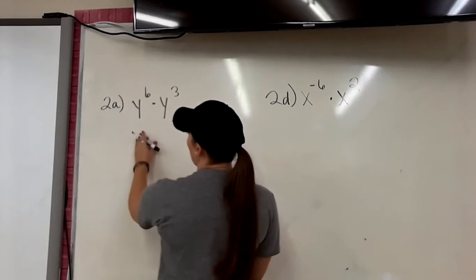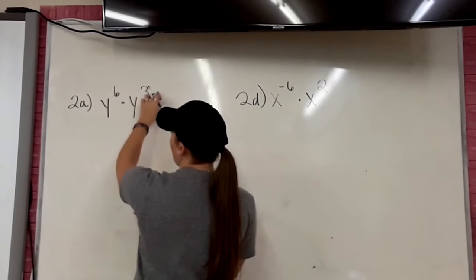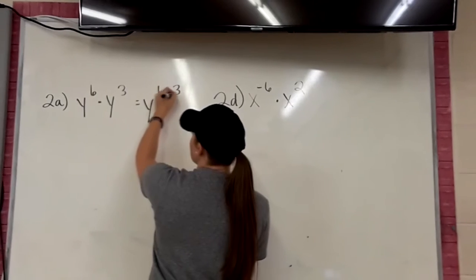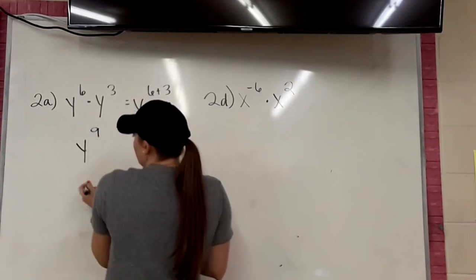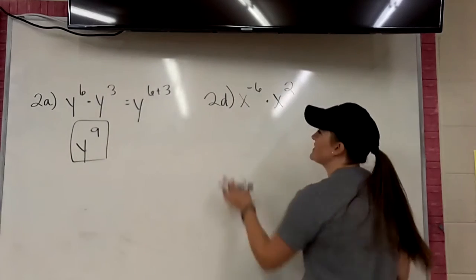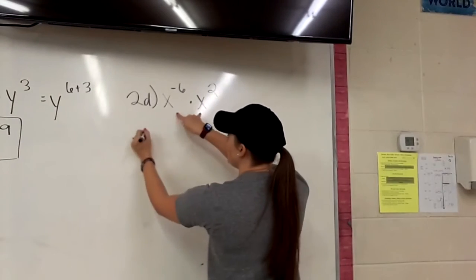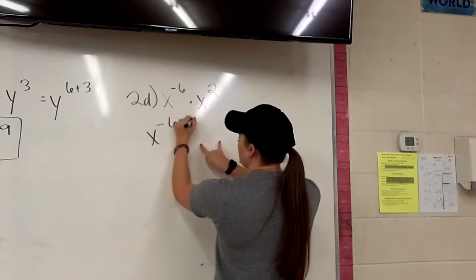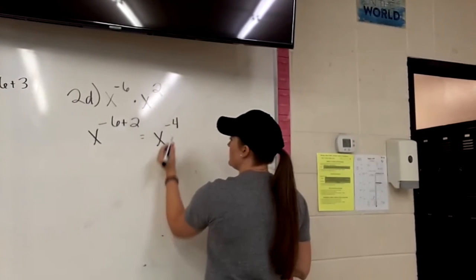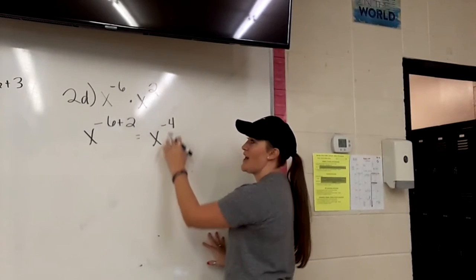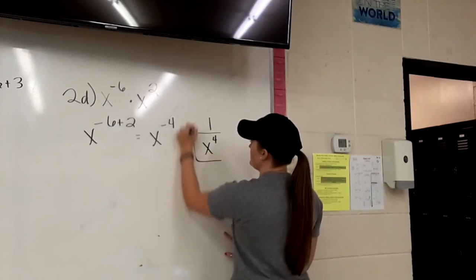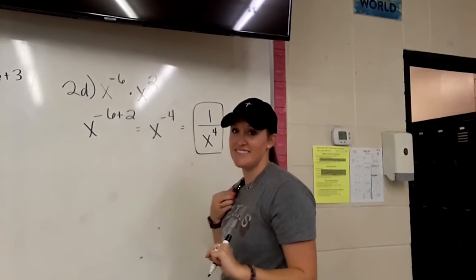In 2a, we have y to the 6th power times y to the 3rd power. Multiplying with the same base, you add your exponents. 6 plus 3 is 9. We don't know what y is, so it is just y to the 9th power. Then we skip to 2d, multiplying with the same base, so you add your exponents. Negative 6 plus 2 is negative 4. We could leave it like that, but if they wanted a positive exponent, it's 1 over x to the 4th power. Don't forget making it positive.